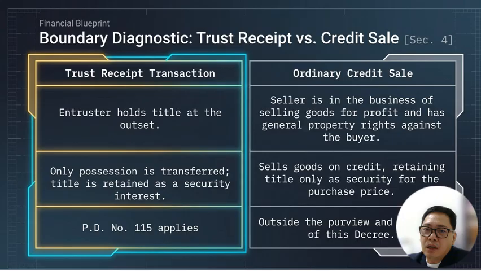However, if a regular merchant already owns their inventory and simply sells it to a buyer on an installment or credit basis, holding onto the legal title until the buyer fully pays, this does not constitute a trust receipt transaction, and it cannot be prosecuted and enforced under this decree.